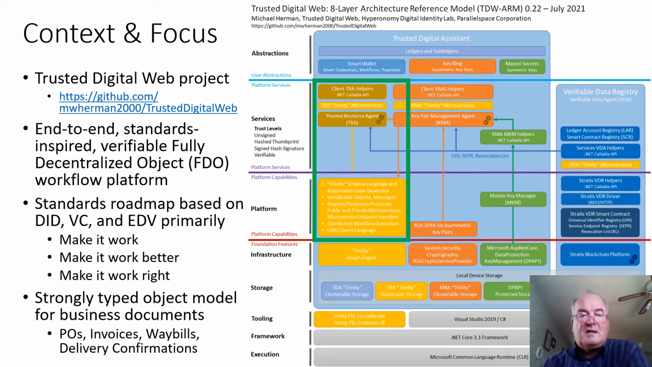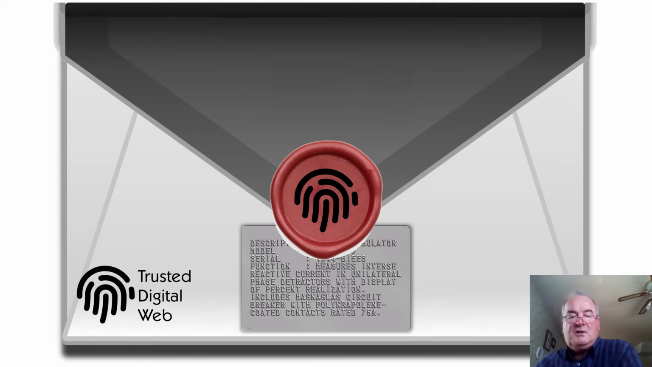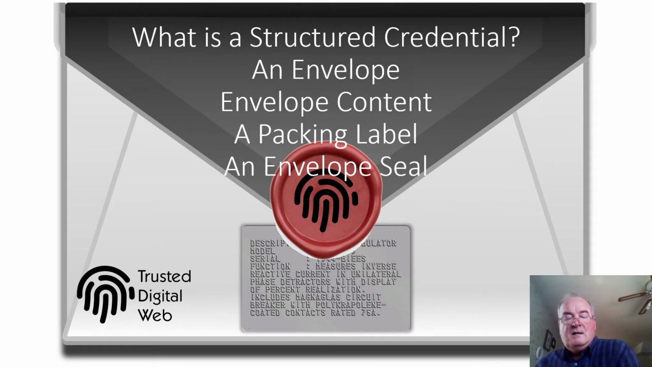But let's go on and discuss structured credentials a little bit more. And in particular, the metaphor to help programmers understand and program against structured credentials on the Trusted Digital Web. The metaphor is an envelope. An envelope has content. An envelope can have a packing label. And the envelope can have a seal. These are the 4 elements that comprise a structured credential.